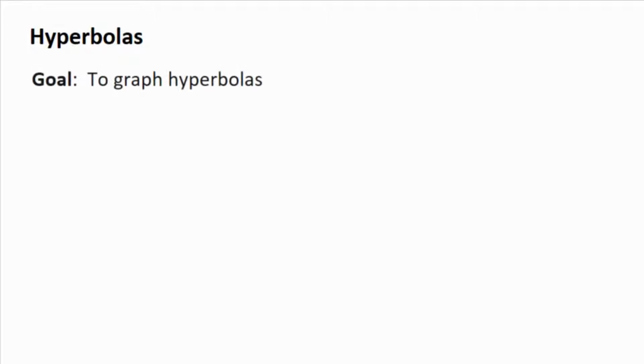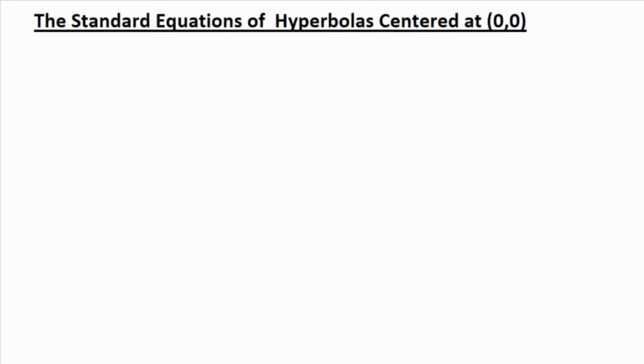So today we're talking hyperbolas. It's a type of curve. That's the goal, to graph these things. So let's talk about the standard equation of hyperbolas centered at 0, 0. There's two standard equations. The first equation, one version goes like this: x squared over a squared, where a is just some constant, and then minus y squared over b squared equals 1.